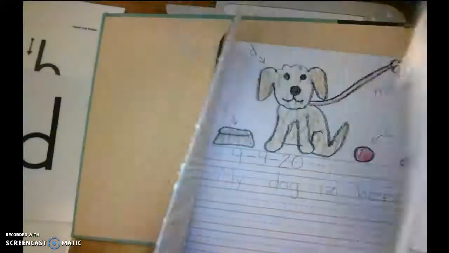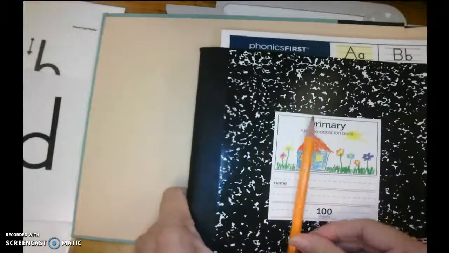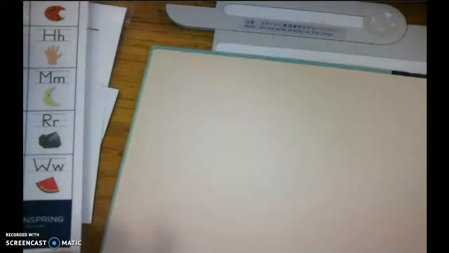Hey guys, we are ready to do another journal entry today. So, in a little bit, you're going to need your alphabet chart, your journal, your pencil, and your crayons. But before we get started with our journal entry today, I want to read you a book.